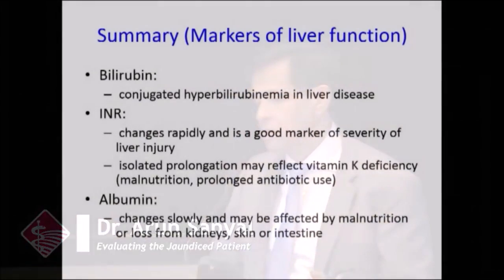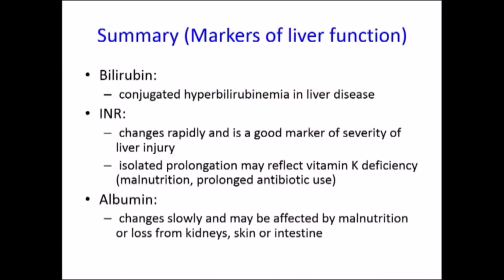So liver enzymes, AST, ALT, and alkaline phosphatase tell you about injury, and the bilirubin, albumin, and the INR tell you about liver function. So 3 and 3. So to summarize again, this is just what I told you. The bilirubin, particularly conjugated hyperbilirubinemia, tells you there's something going on in the liver.